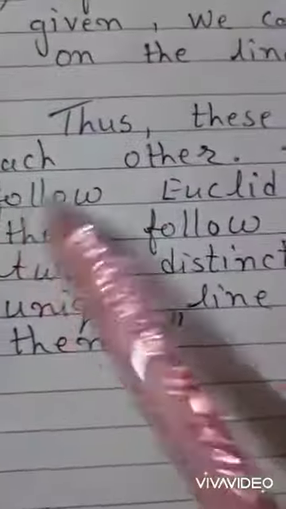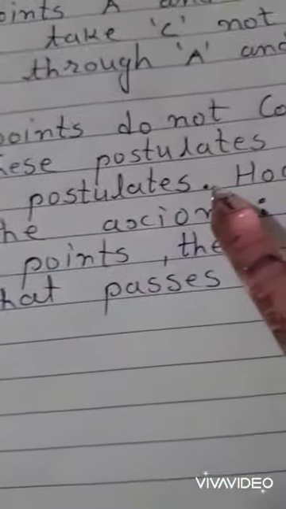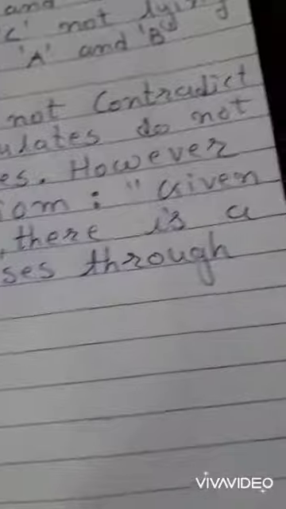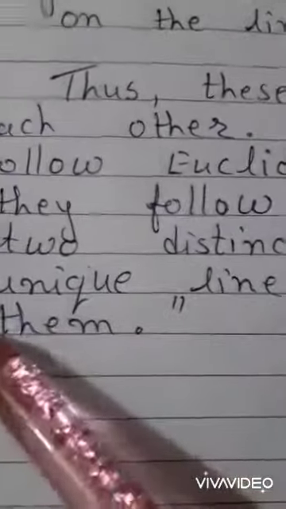Thus, these postulates do not contradict each other. These postulates do not follow Euclid's postulates. However, they follow the axiom, given two distinct points, there is a unique line that passes through them.